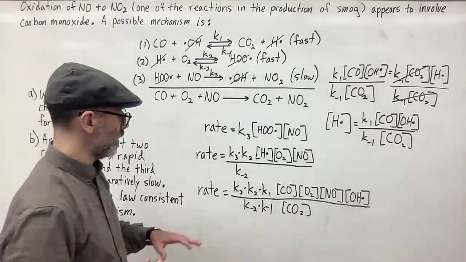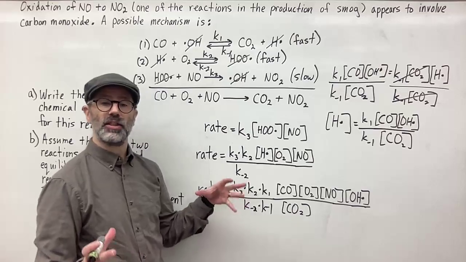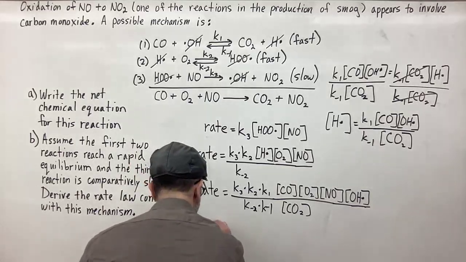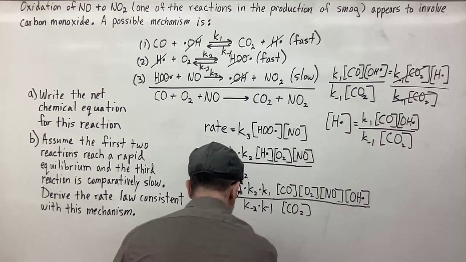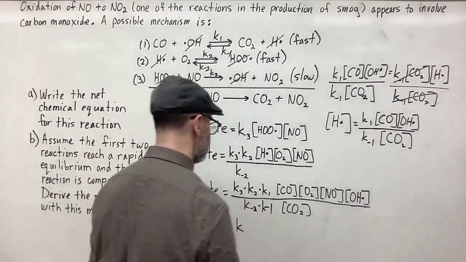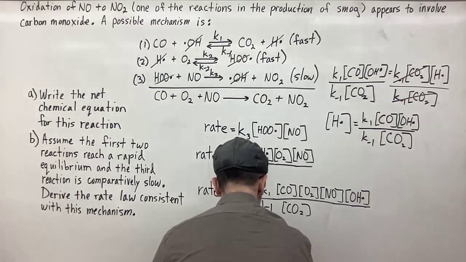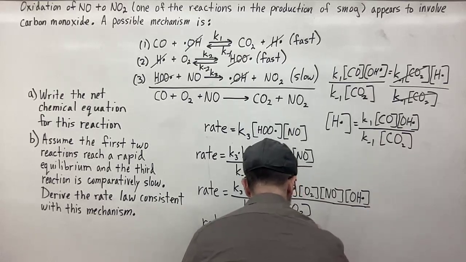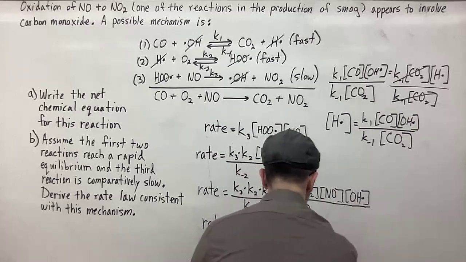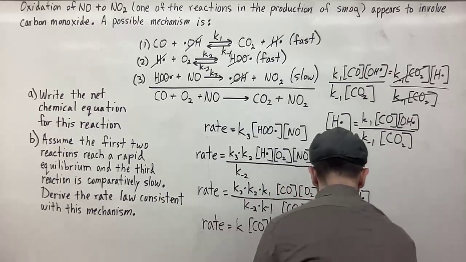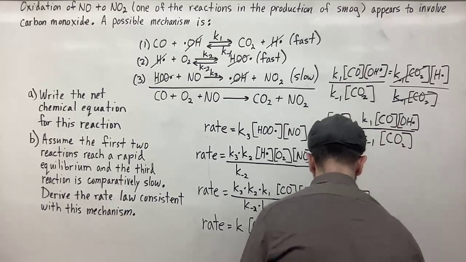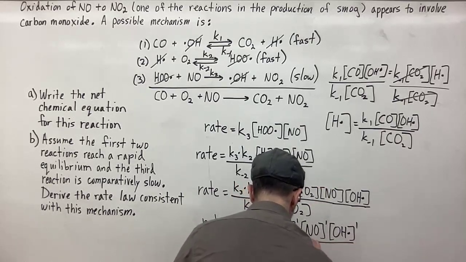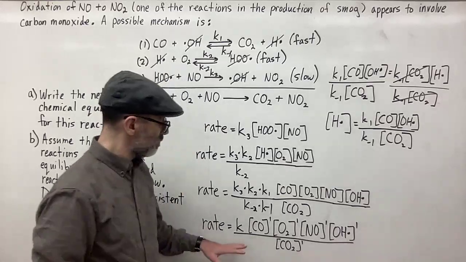Okay, so now that we have this, we can clean this up. All of these are rate constants, so we can just collapse all of that into one overall rate constant. So if we clean this up a little bit, the rate is equal to K, where we include all of this into K, times the concentration of CO to the first power times the concentration of O2 to the first power times the concentration of NO to the first power times the concentration of OH radical to the first power, all over the concentration of CO2 to the first power. And then that's it, ladies and gentlemen.